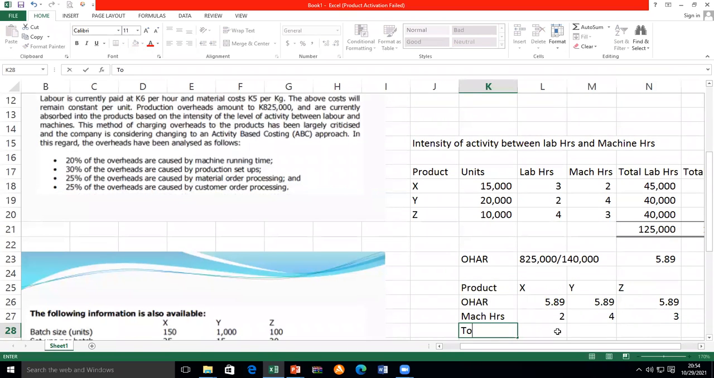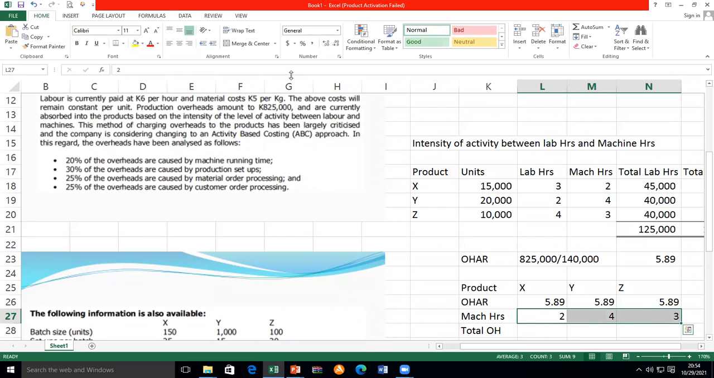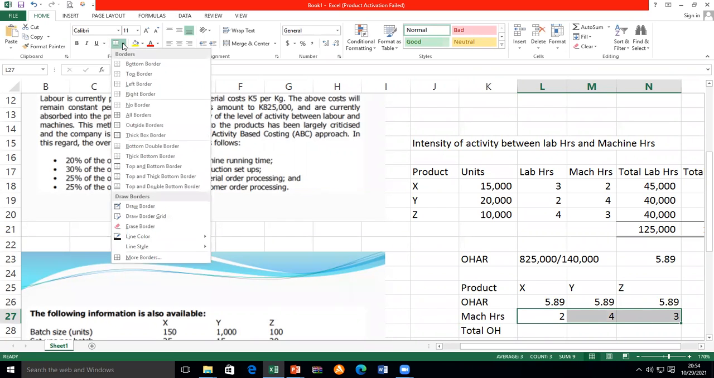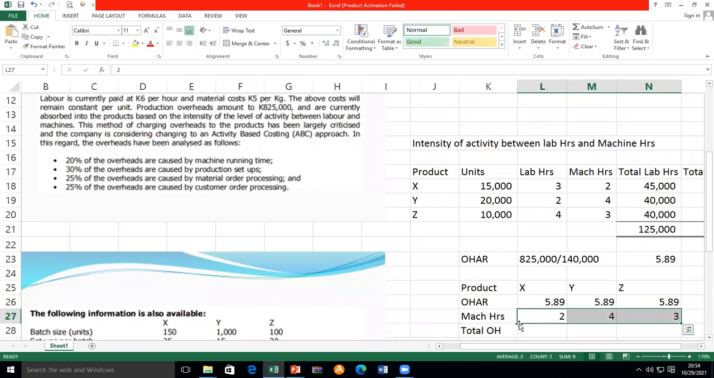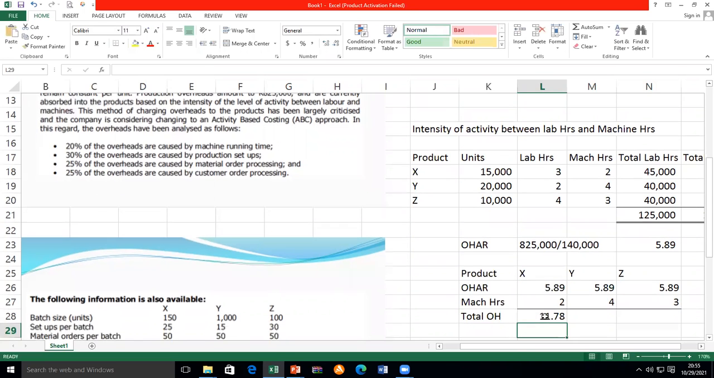And then you go to total overheads. That by that, there we go. What are we doing? You're absorbing overheads now. Is that okay? So we have absorbed the overheads then.